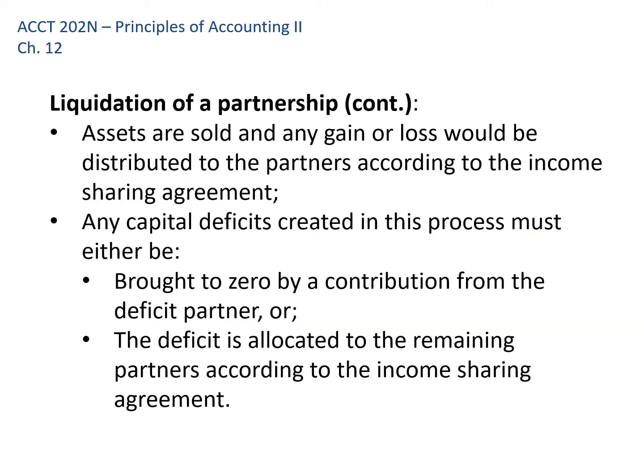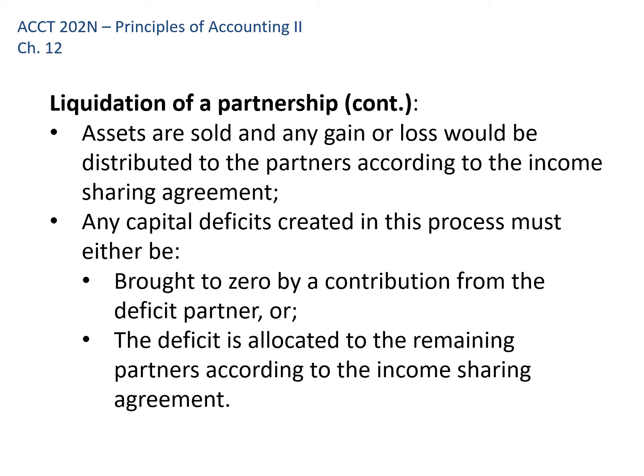So when assets are sold, any gains and losses are distributed according to the income sharing agreement. I just mentioned that. Say there are losses allocated because it's a fire sale and we're taking whatever we can get for our assets, that may create a loss, and it could cause a capital deficit in one of the partners' accounts. Maybe a particular partner has taken out quite a bit of their capital balance over the years, and so they have a capital balance of say $5,000, and we allocate a $10,000 loss to that partner. They have a deficit then.